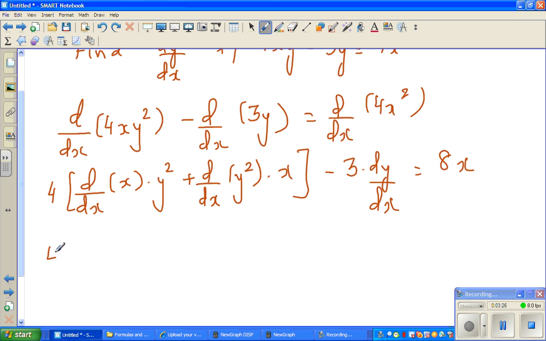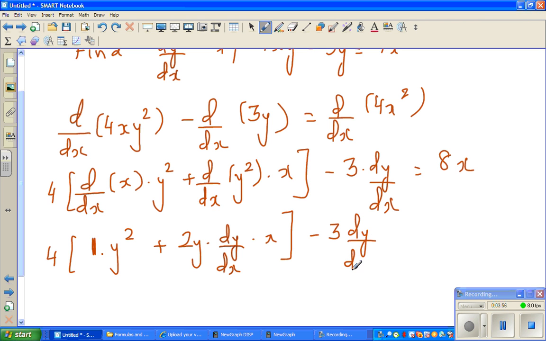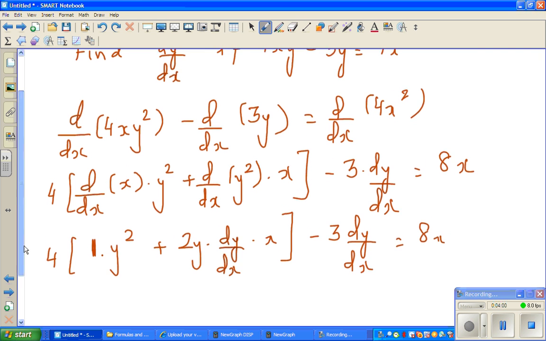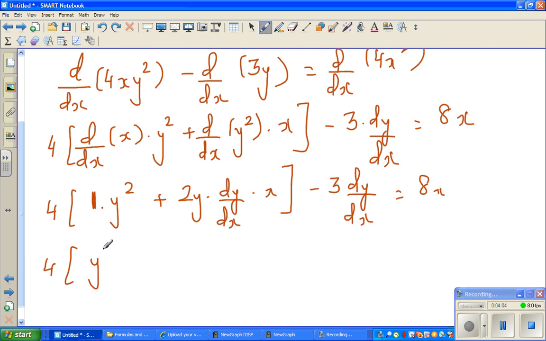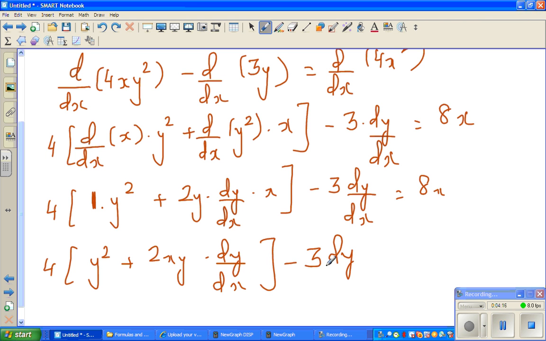Okay, so this becomes 4 times d by dx of x, which is 1, times y squared, plus d by dx of y squared, so differentiate y squared, which is 2y, times dy by dx, times the x there, minus 3 times dy by dx, is equal to 8x. Now to simplify a little: this is 4 times y squared plus 2xy times dy by dx, minus 3 times dy by dx, is equal to 8x. Let me open the bracket.